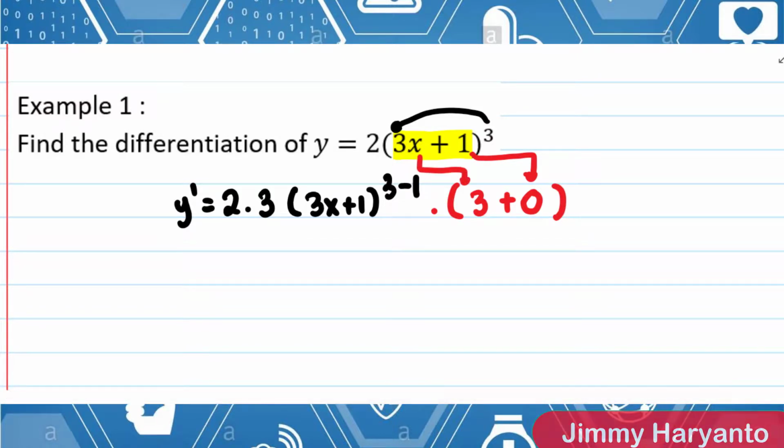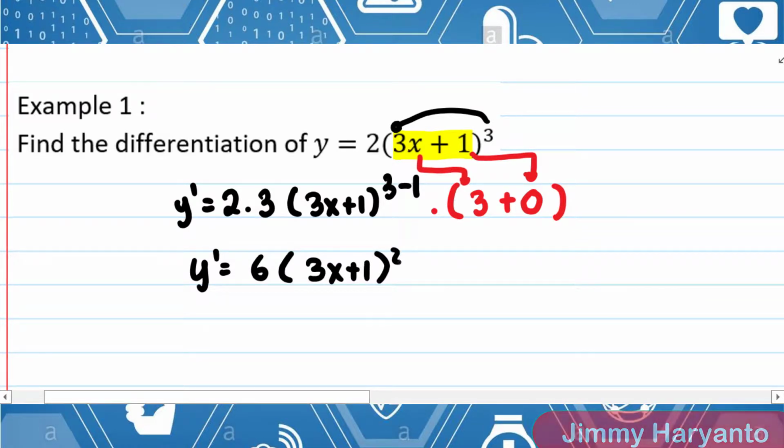Okay. So overall, we will have 6 times (3x plus 1) to the power of 2 times 3, and we have 18 times (3x plus 1) squared.